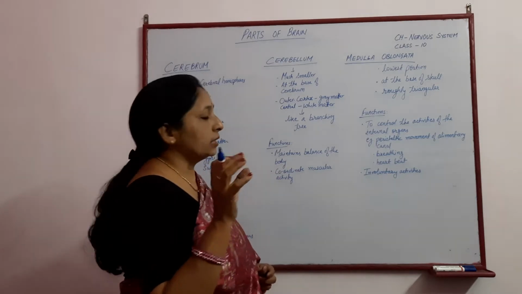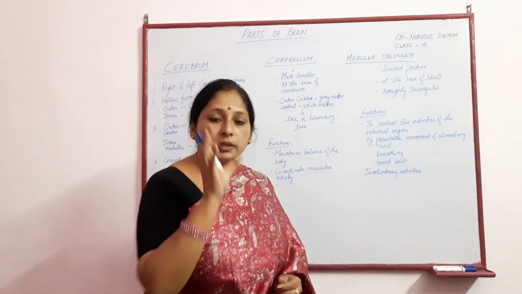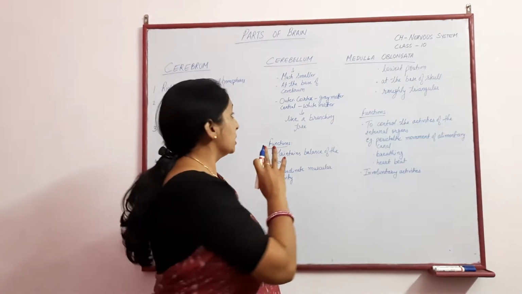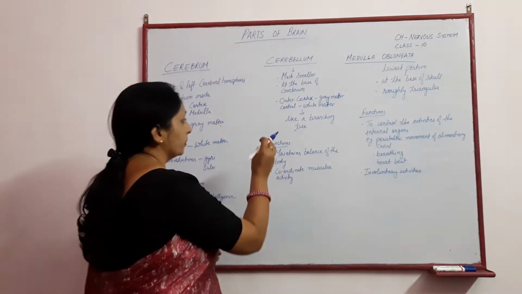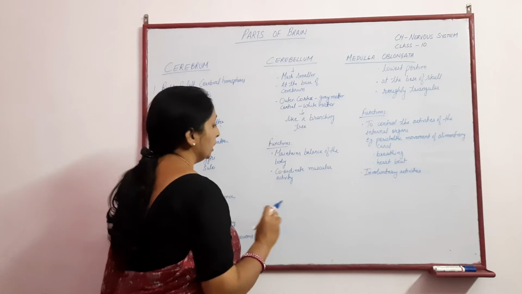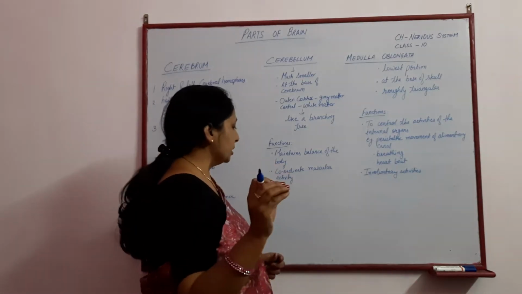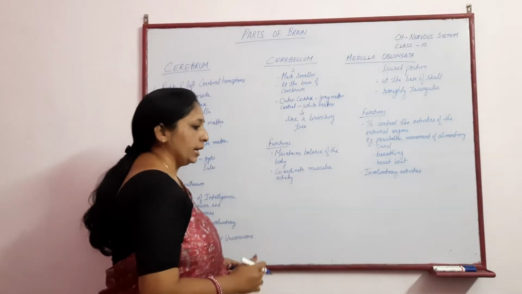it appears like a branching tree. The appearance of this cerebellum is like a branching tree. So the function is, it maintains the balance of the body and coordinates muscular activity.